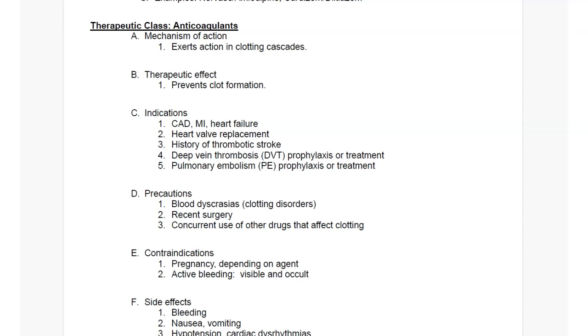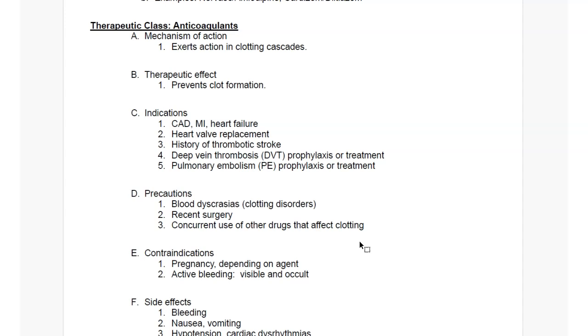So precaution, be very careful in patients who have blood dyscrasias or clotting disorders, patients who have had recent surgery, right? Because they may be at a higher risk for bleeding, as well as concurrent use of other drugs that can affect clotting. So that's why it's very important to get the patient's history and the list of their medications. So let's say the patient takes a lot of ibuprofen. We know that ibuprofen can increase their risk for bleeding, and if they're already taking that and then we start them on anticoagulants, they may be at an even higher risk for bleeding. So again, make sure we're checking for that.